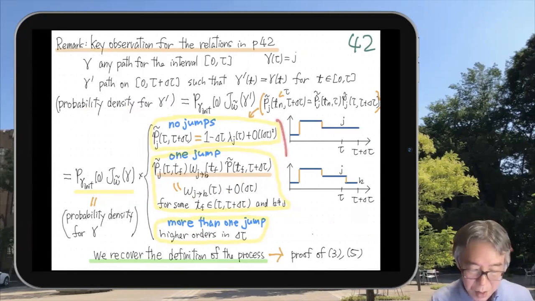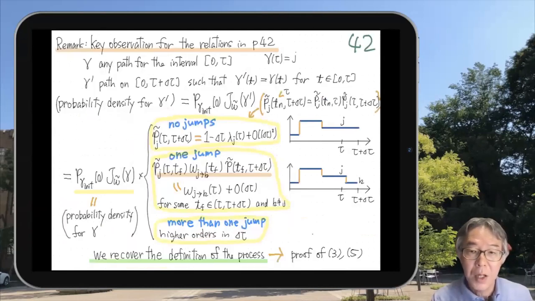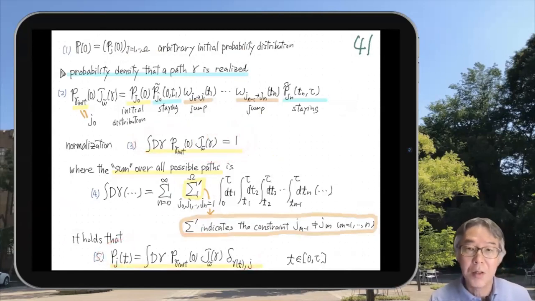So from this, you can derive the master equation, and from the master equation, you can justify this relation. That is how you prove these identities. But anyway, if you think these are obvious, I think that is okay.